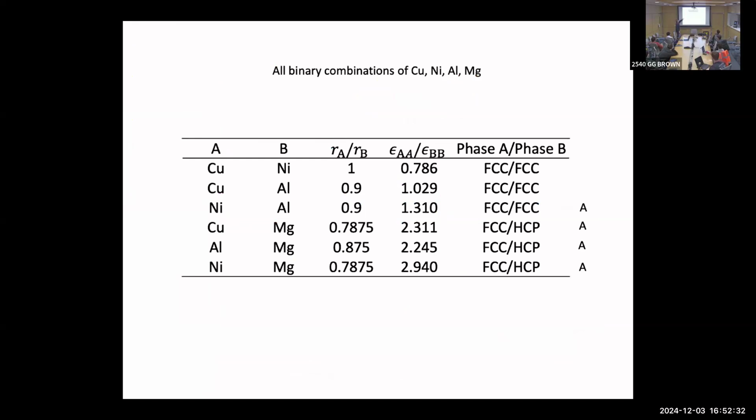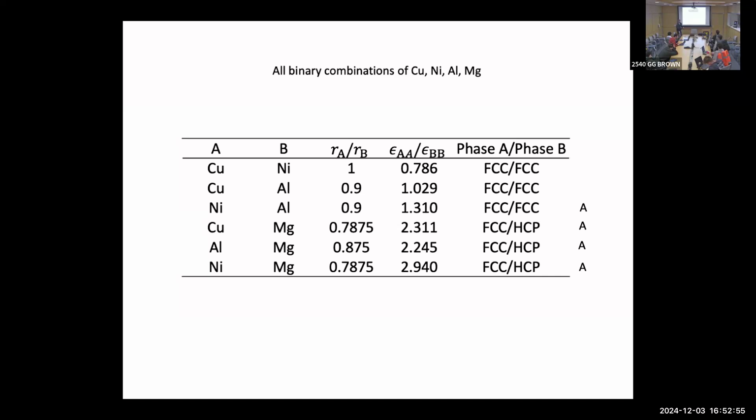I just have five minutes left, but one system that we're studying as a benchmark, and we're not quite done yet, is copper, nickel, aluminum, magnesium. So what are all the possible binary alloys from those four materials? And this is what they are.